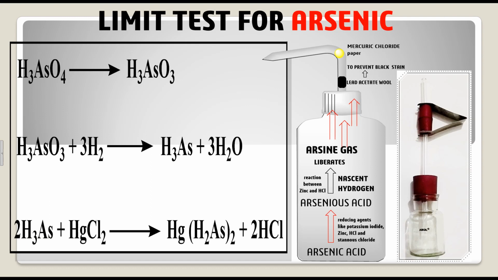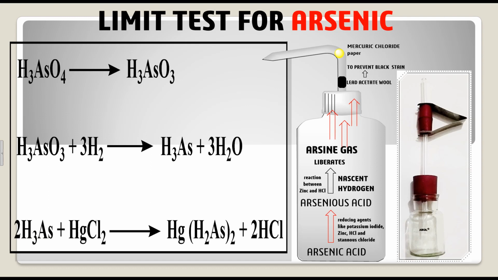Here we use the pipeline lead acetate wool. For what do we use the lead acetate wool? To prevent the black stain in the pipeline. This is the limit test for arsenic.